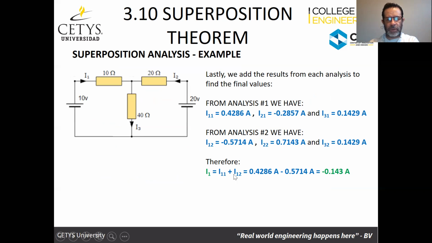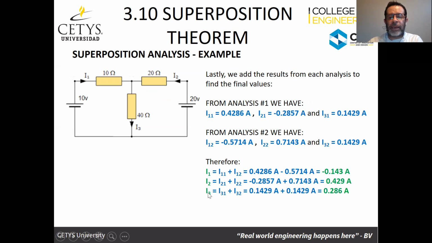I1 is going to be I11 plus I12. We add them, including the signs. It's an algebraic sum here, and we've got minus 0.143. We add I2, which is equal to I21 plus I22. We add these 2 that we found. We get 0.429. And I3 is going to be I31 plus I32. It's going to be these 2, which is actually the same, and we get 0.286.